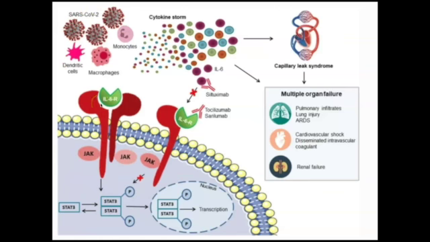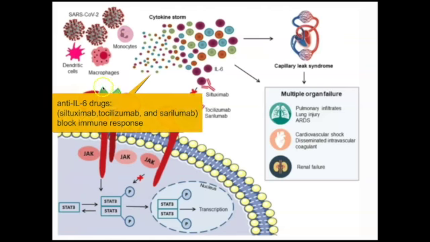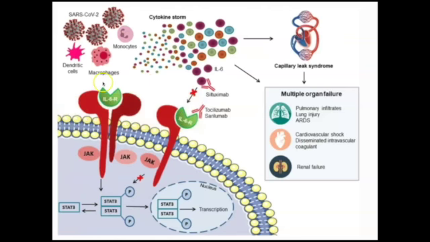Remdesivir, chloroquine, and dexamethasone have been found useful for early COVID treatments, and another for later COVID treatments are these anti-interleukin-6, anti-IL-6 drugs that block the immune response. Each individual that contracts COVID has a different response, and that's mostly due to their own immune system. So some people's immune system takes over and does overkill for trying to fight the virus.